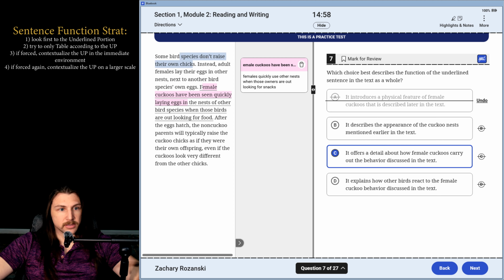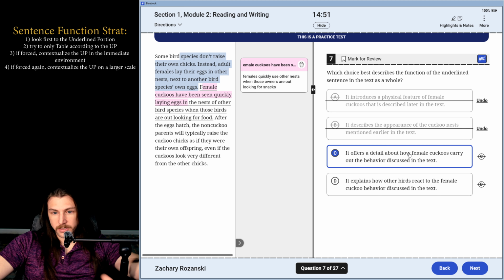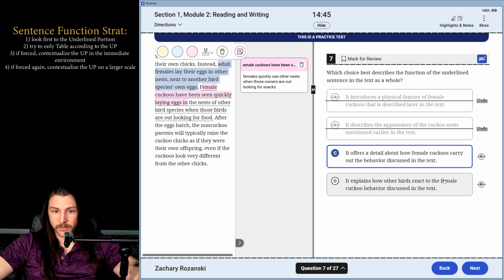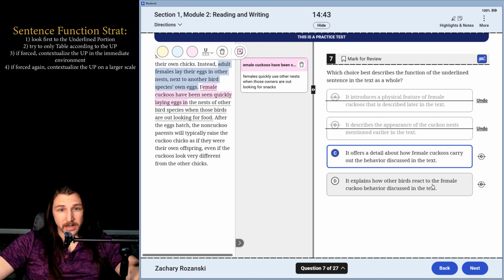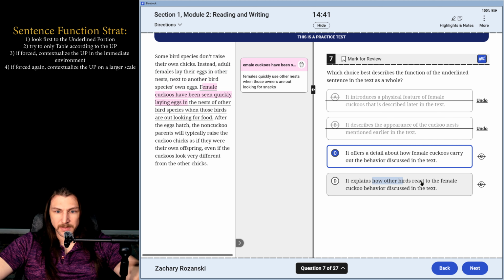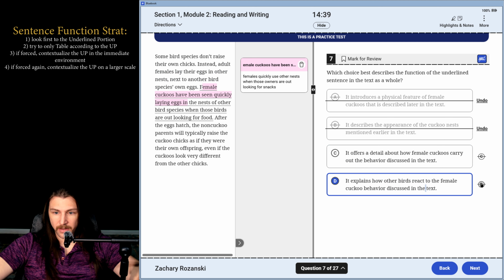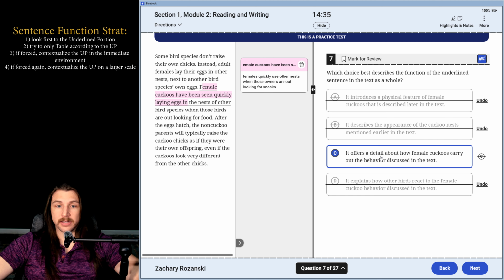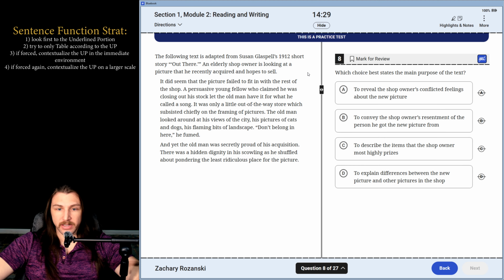It doesn't really describe the appearance, though someone might say that the appearance is the way that others look, mentioned earlier in the text. Some birds don't raise their own chicks. Instead, they lay in others' nests. So it's not about the appearance. It offers how they carry out the behavior discussed in the text. The text is the not raising of their own chicks. I love the way that C looks. D is going to be hard for me to even want to table. It explains how other birds react to the female behavior. No, they don't know anything's going on right now. Maybe something after does, but I'm not even going to fall into the trap of reading into something there that makes me fall off my path of loving C.